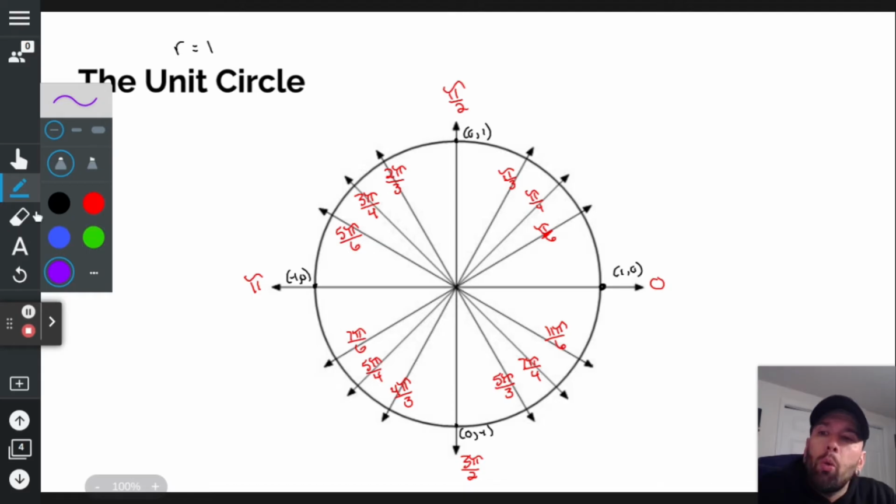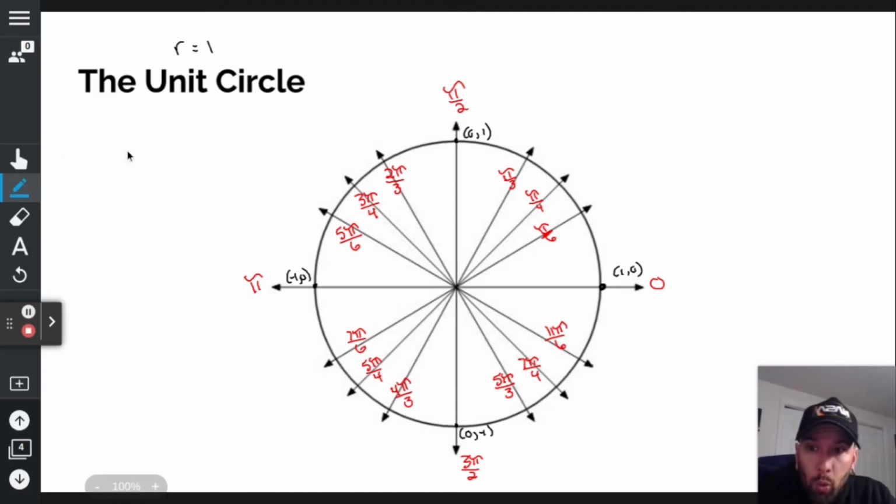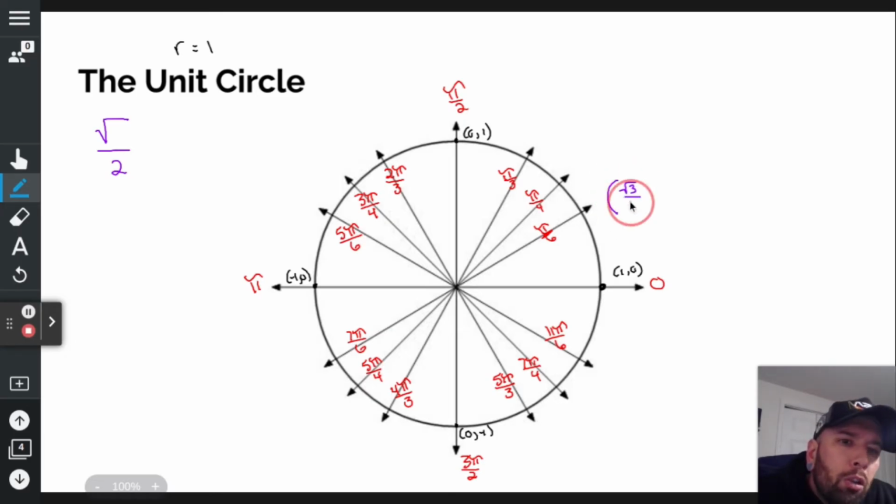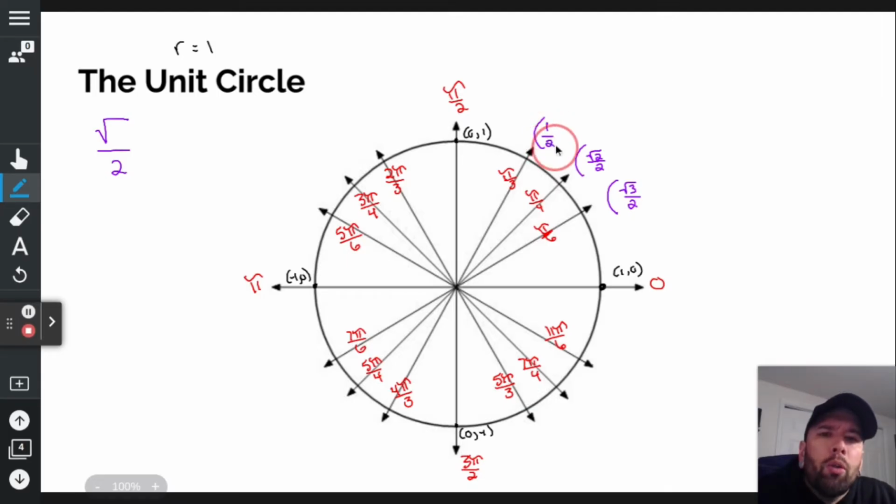Now, when we deal with coordinates, we always think of it this way. Think of it as the square root of something over 2. The square root of something over 2. Starting from the x-axis and working your way up, you're going to start with 3. So root 3 over 2, root 2 over 2, root 1 over 2, and that's going to be your x value. So this is going to be root 3 over 2. This is going to be root 2 over 2. And this is going to be root 1 over 2. But the square root of 1 is just 1, so 1 over 2.